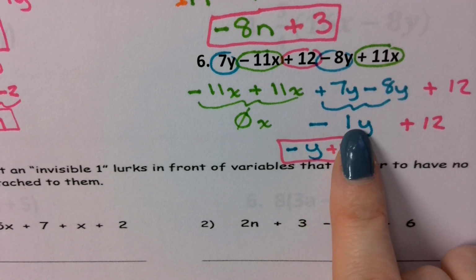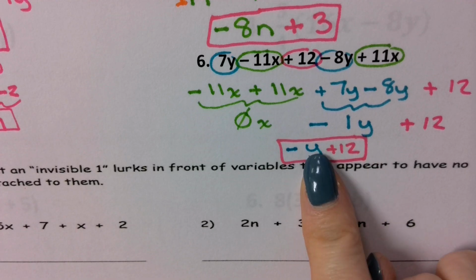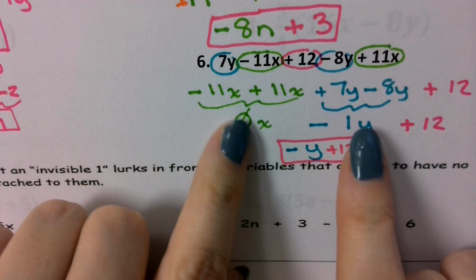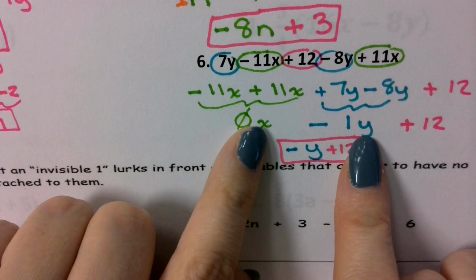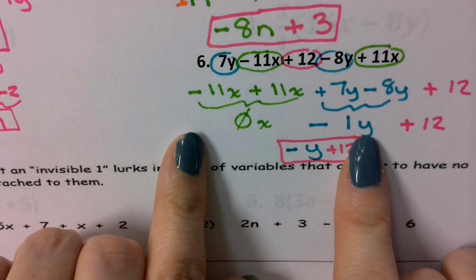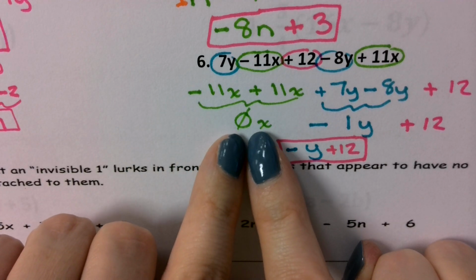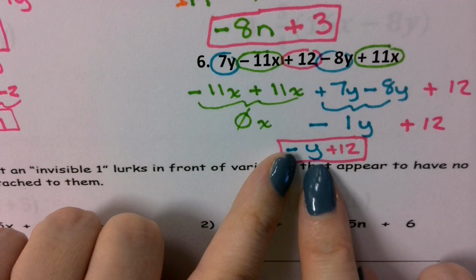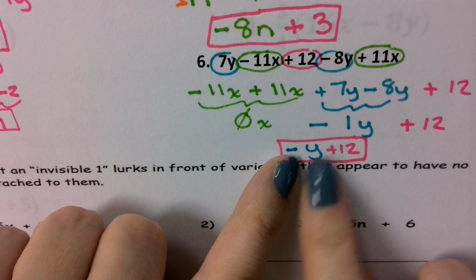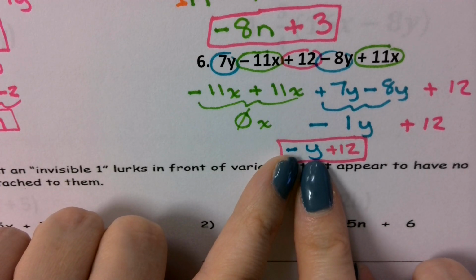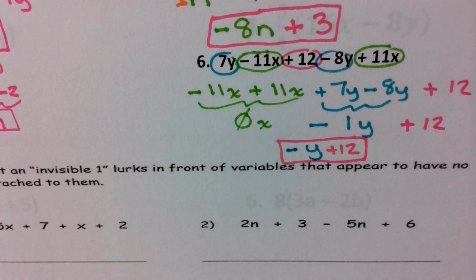Again, I don't have to write the 1. I can just write negative y. Okay? These are not the same. The reason x was able to be completely eliminated and left off is because there is no x value anymore. You still have to write a minus y here because there's one negative y that exists. And then plus 12 because there was nothing to be able to combine with it.